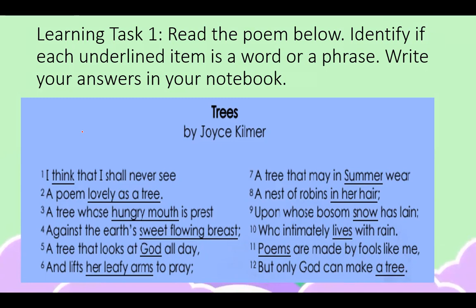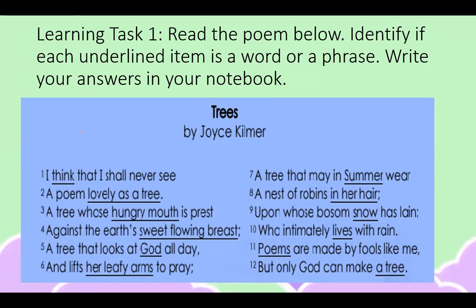So, it's very beautiful. This is a very beautiful poem. Again, Trees by Joyce Kilmer. On line number one, we have: I think I shall never see. The underlined word is think. Now for line number two, a poem as lovely as a tree. The underlined item is lovely as a tree. Number three, a tree whose hungry mouth is pressed. The underlined item is hungry mouth. Number four, against the earth's sweet flowing breast. The underlined item is sweet flowing breast.